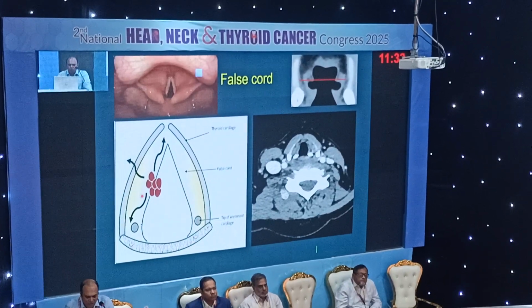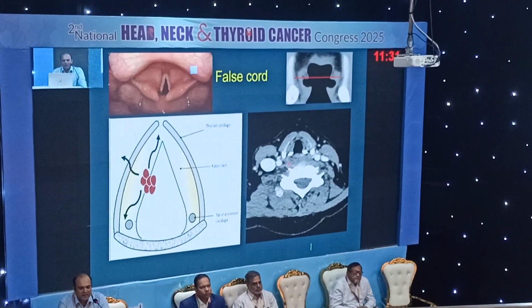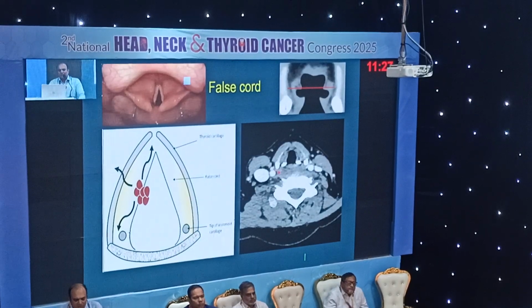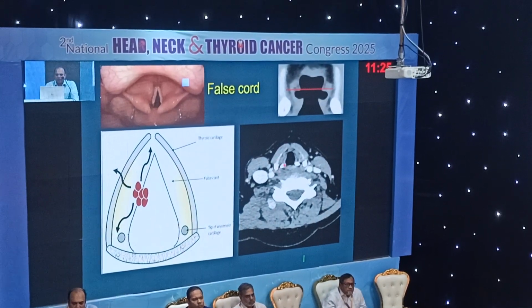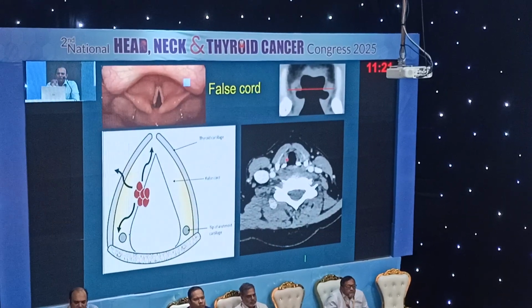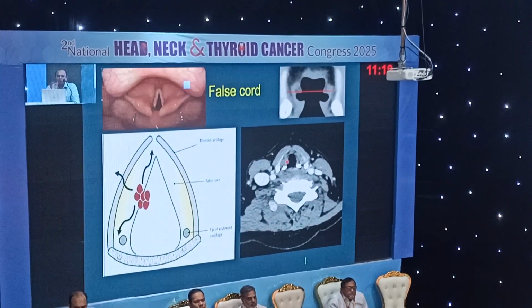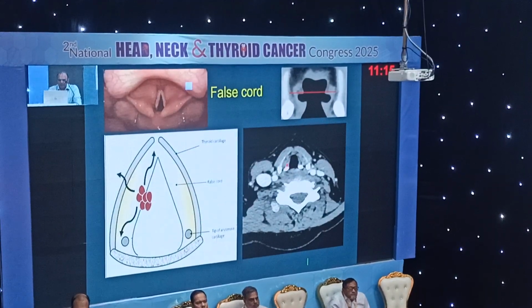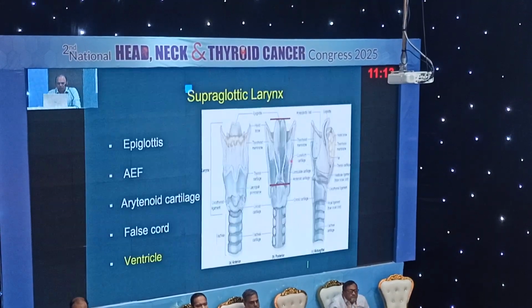Then you can go posteriorly, and always when you have a lesion here, you look for the thyroarytenoid gap. This is the thyroid cartilage, this is the arytenoid, and if you have a tumor which grows posteriorly, you can have a widening of the thyroarytenoid gap, and then it can gain access posteriorly. So always you look whether the thyroarytenoid gap is involved or not.